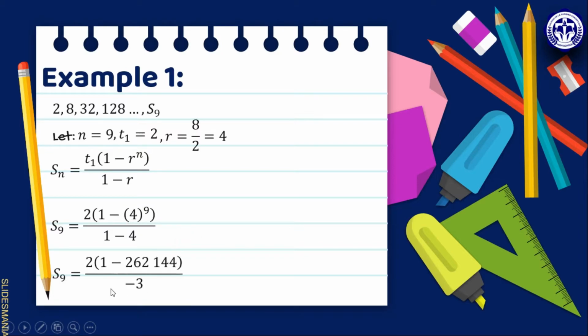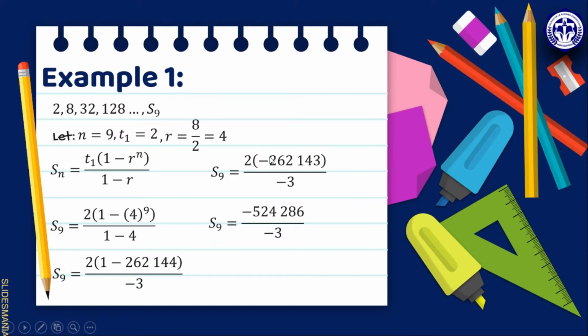So we now have S sub 9 is equal to 2 times the quantity of 1 minus 262,144 all over 1 minus 4, which is equal to -3. Then we are going to subtract this one. So we now have 2 times -262,143 divided by -3. And then we need to multiply this 2 here in the numerator.